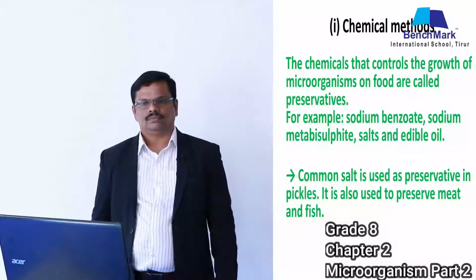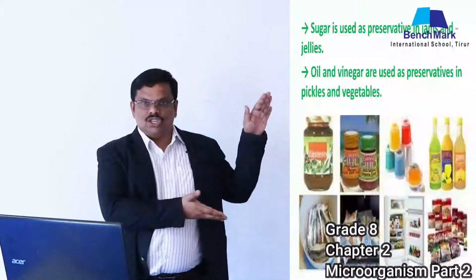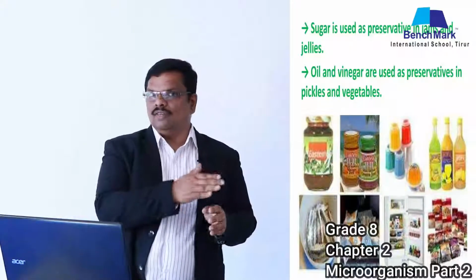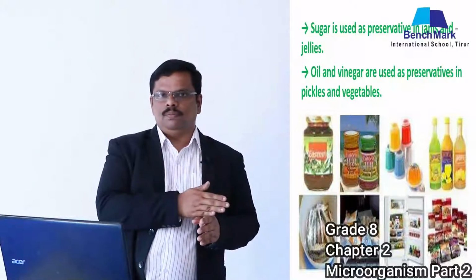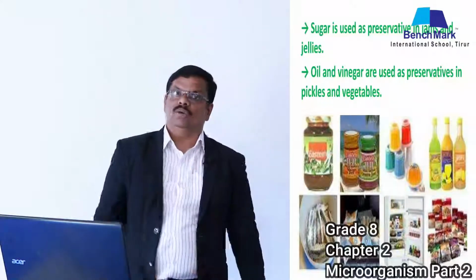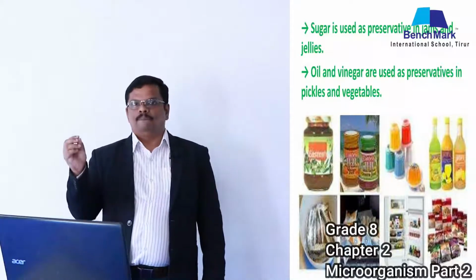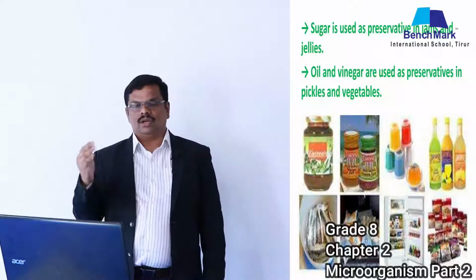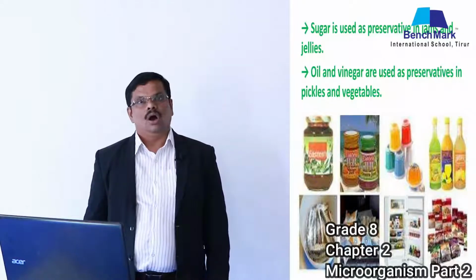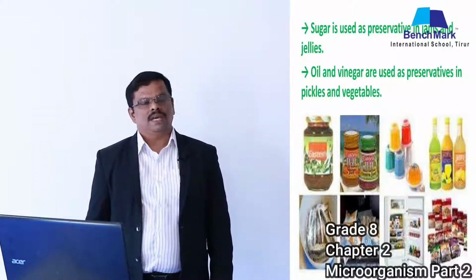Then, sugar. Similarly, just now I told you jams, jellies, then squash bottles, all having sugar as a preservative, along with sodium compounds, the examples I told you the previous time. The next preservatives we can use are oil and vinegar. Vinegar is acetic acid, citric acid, right? We use that in pickles to preserve them. Oil is also a good way of preserving food, achar, pickle, right?